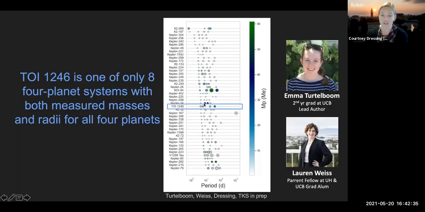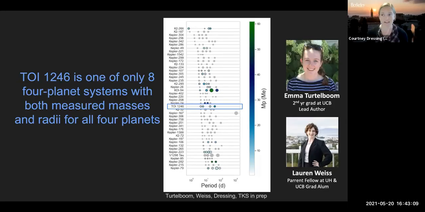The planets here are shown according to the planet size. So the larger the dot, the bigger the planet. And they're colored by the planet mass. Right away, you probably saw that most of these dots are gray because we don't have masses for most of these planets. TOI 1246 stands out because it's one of only 8 4-planet systems where there are masses for all 4. It's also brighter than 93% of the planets with masses for all 4. So it's an interesting system for future follow-up observations.